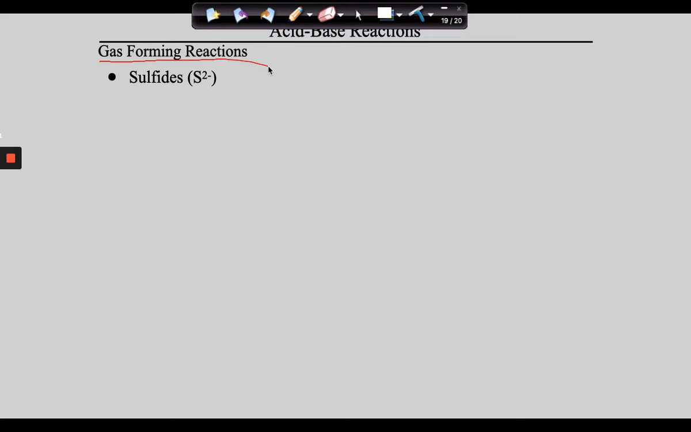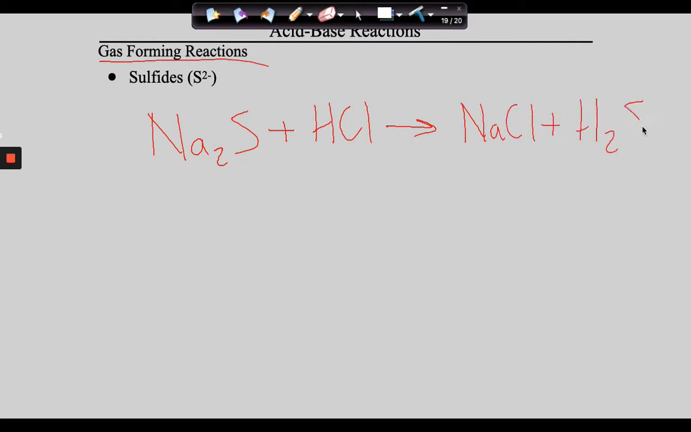Let me make sure I'm using the same example I have in the notes. So guys, we're going to do this. Sodium sulfide reacting with hydrochloric acid. When this reaction takes place, it's a double displacement reaction. One of our products is sodium chloride. The other product is H2S, and then it balances like this.